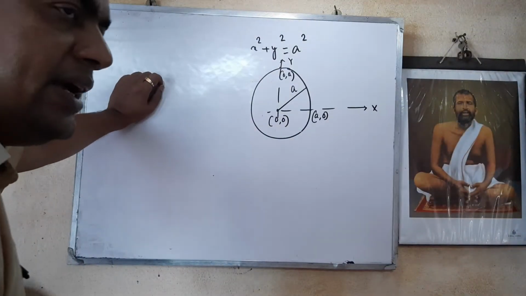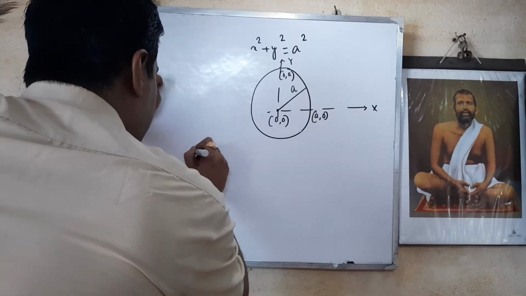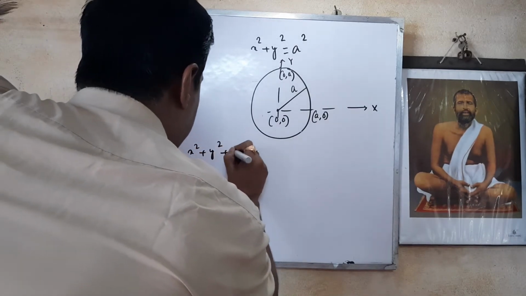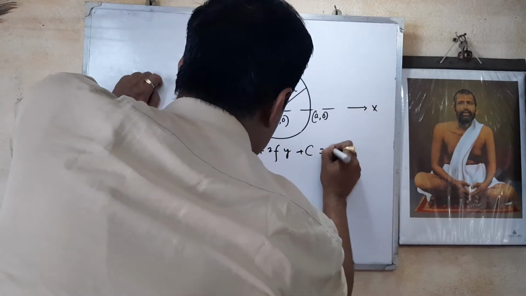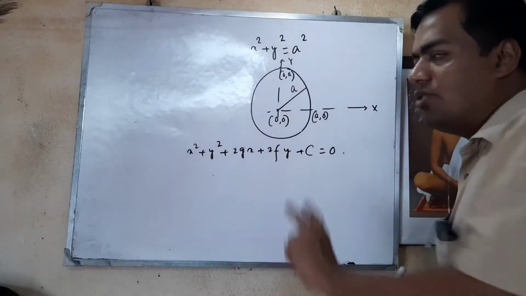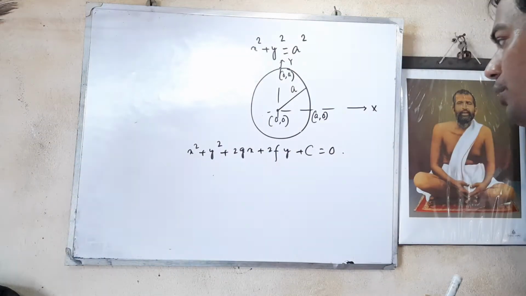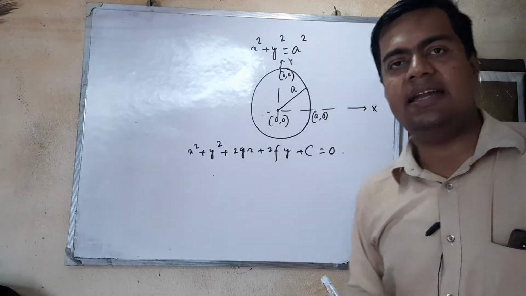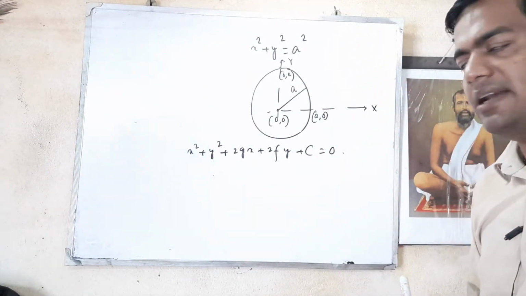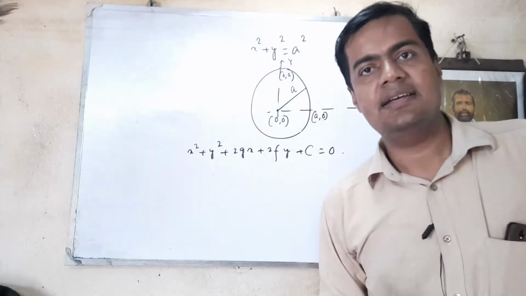Now let us consider a general equation in 2 degree in x and y. Let it be x² + y² + 2gx + 2fy + c = 0. Now I shall explain that this also represents a circle with its center at the point -g, -f, and the radius equal to square root under g² + f² - c.